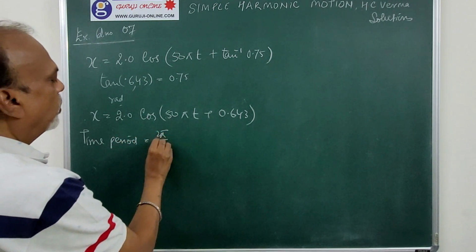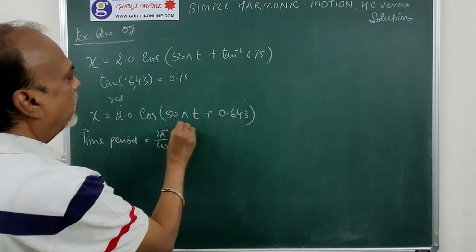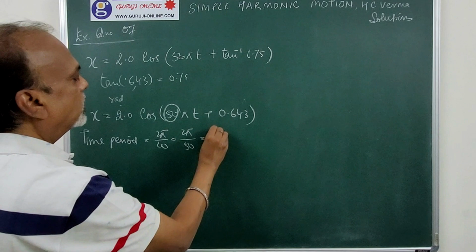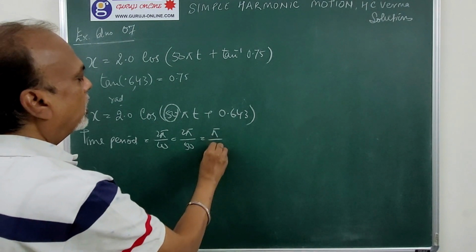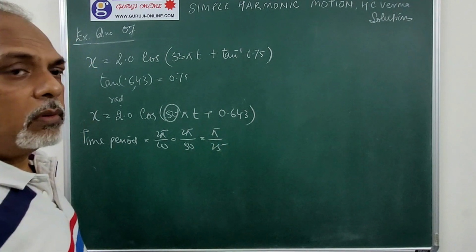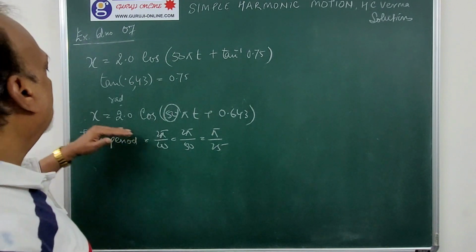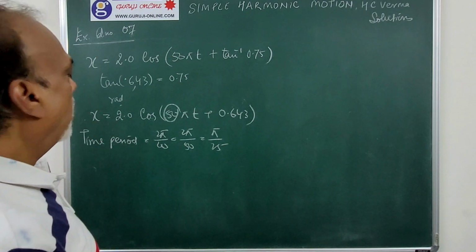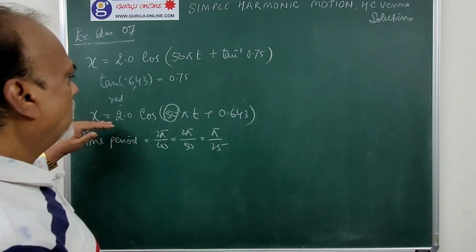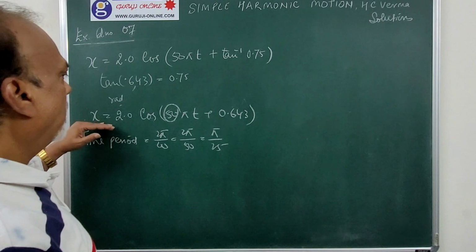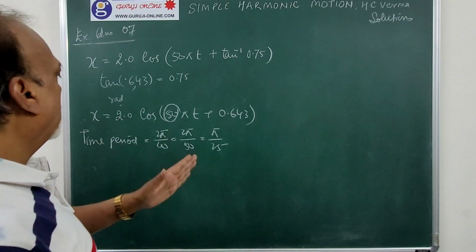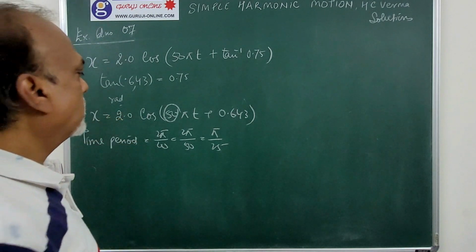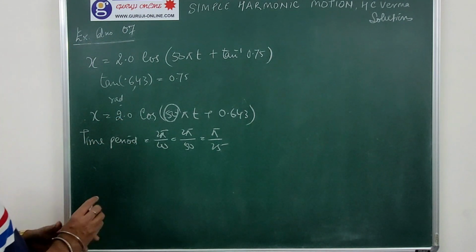Two pi by omega, and that is 2 pi by, what is omega? This, that is pi by 25. Now let us see at t is equal to 0, or where this thing will cut the t-axis. So that means x must be 0.